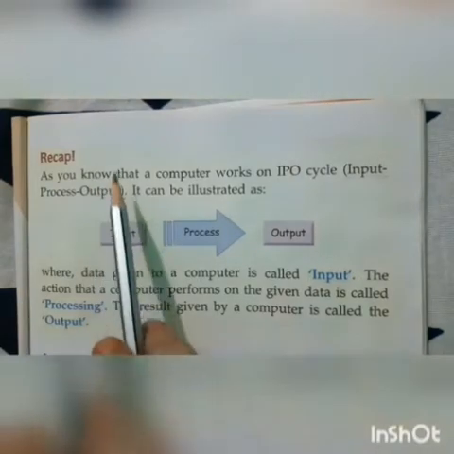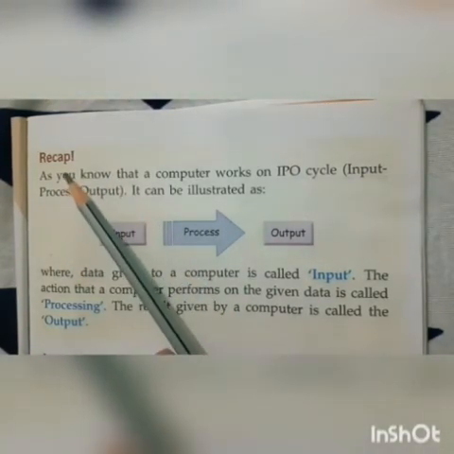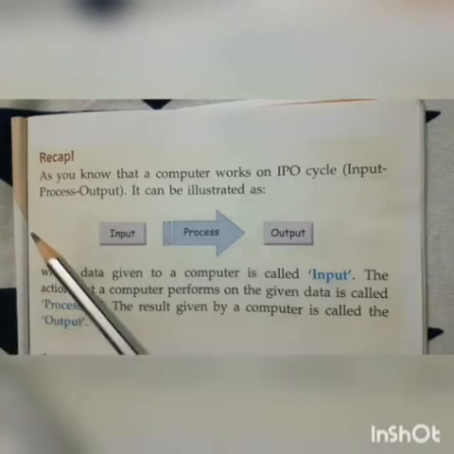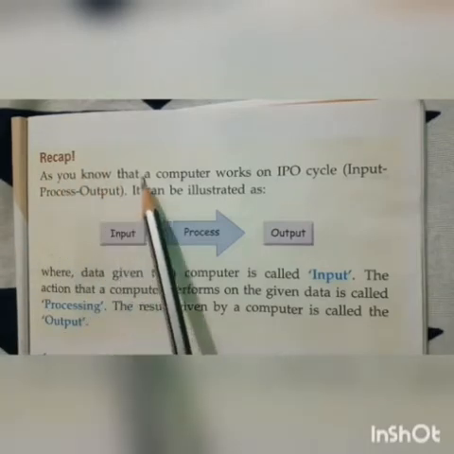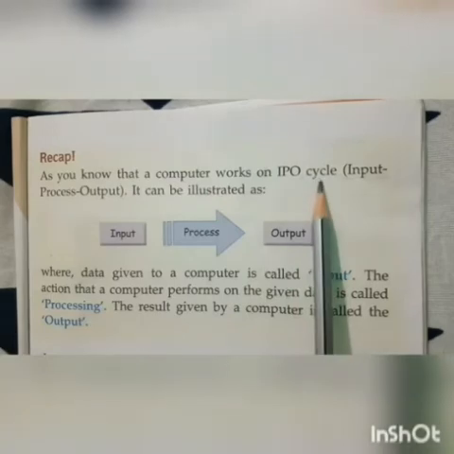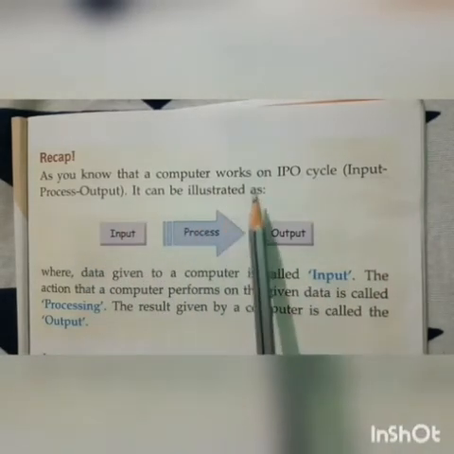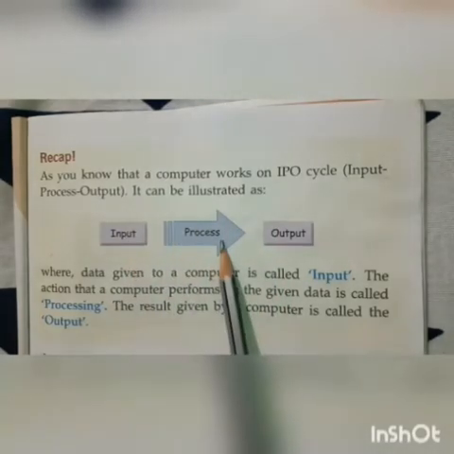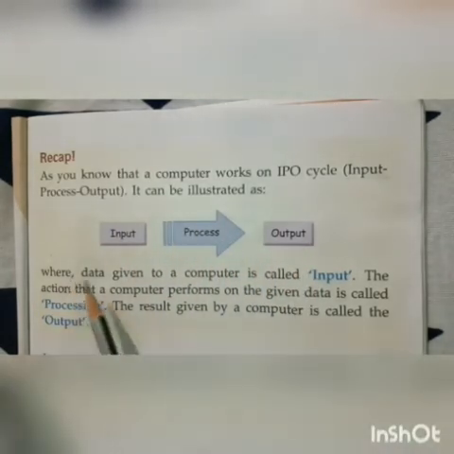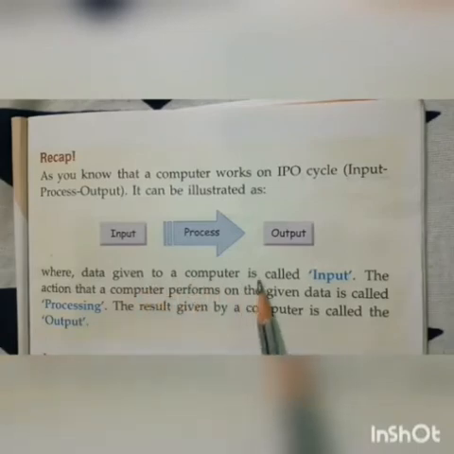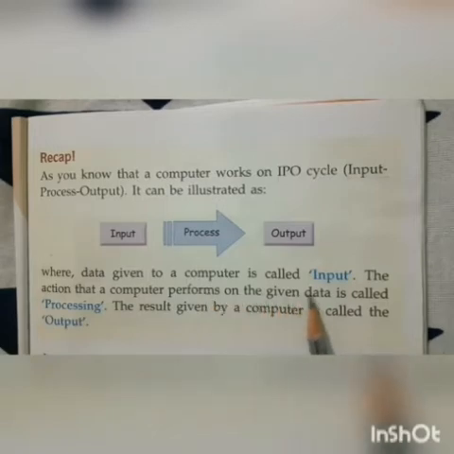Before starting a new chapter, let us take a quick recap of what we have studied in our previous video. As you know, a computer works on the IPO cycle: input, process, output. It can be illustrated as input, process, output, where data given to a computer is called input. The action that a computer performs on the given data is called processing. The result given by a computer is called the output.